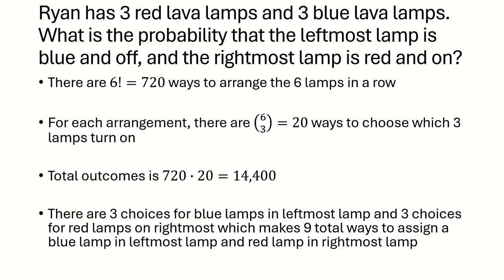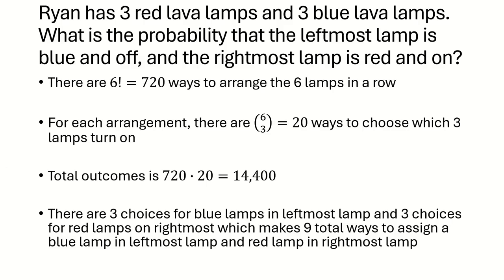First, we have 6 distinct lamps. So there's 3 red and 3 blue. They're arranged in a random order. So that's going to be 6 factorial or 720 ways to arrange the 6 lamps in a row. Then we pick 3 out of the 6 to turn on. So that's going to be 6 choose 3 or 20 ways to choose which 3 lamps are turned on. So now the total outcome is 720 times 20, which is 14,400.